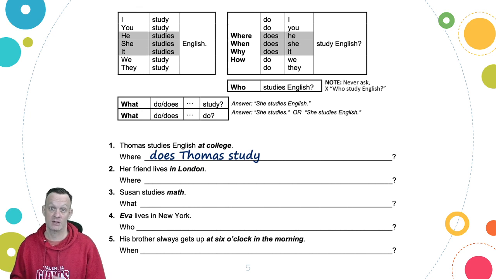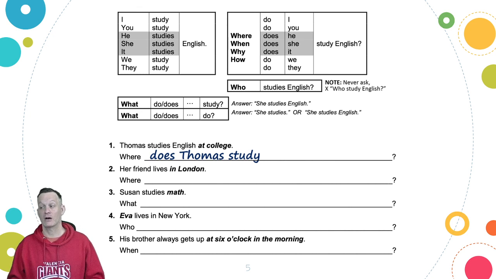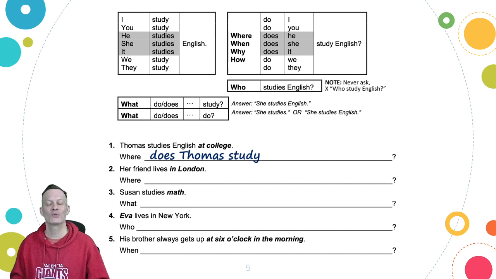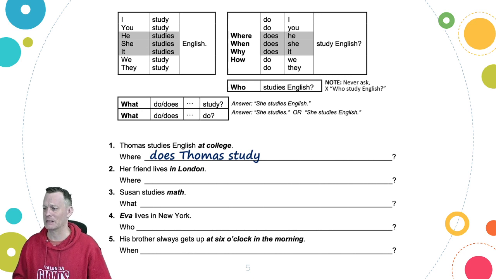Does, because we don't ask the question words in first person. It's always where does. Okay, well, yeah, no, I'm sorry. Here it's where does Thomas study because of Thomas. He is a man, right? Okay, my apologies. That was quick. I almost made a very big mistake.